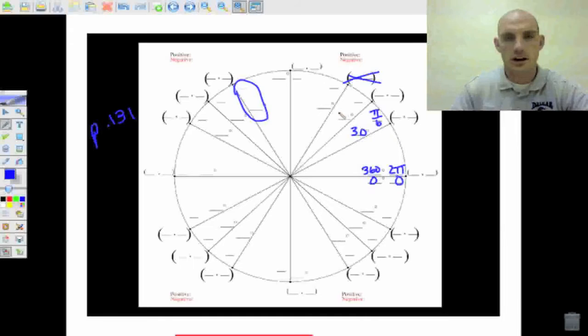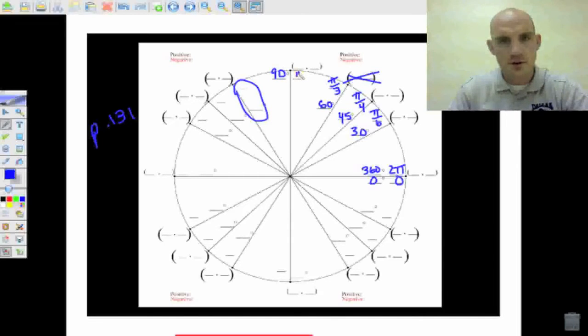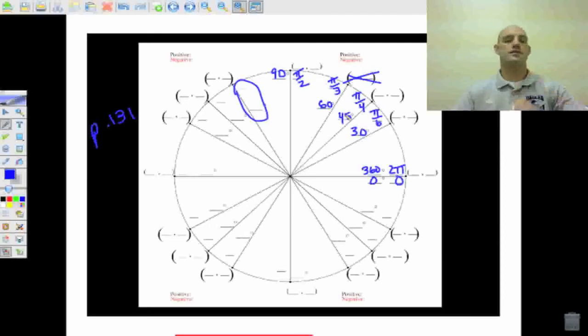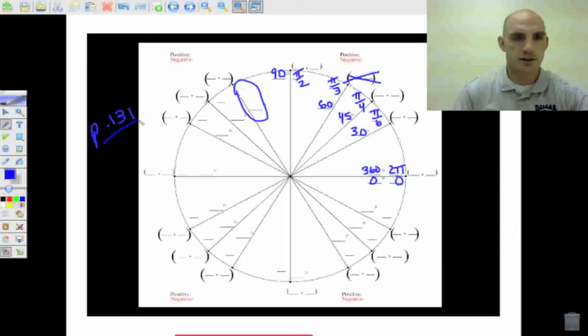So moving along here, we're going to go 45. This is going to be pi over 4. This is going to be 60. Pi over 3. Okay, and so our 90 degrees here is going to be as far as we're going to go for right now, because you, my friends, are going to fill in the rest. You can pause here, fill in the rest. Remember, page 131 is where you can get this information.